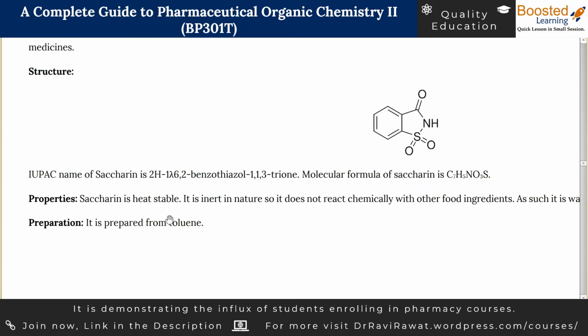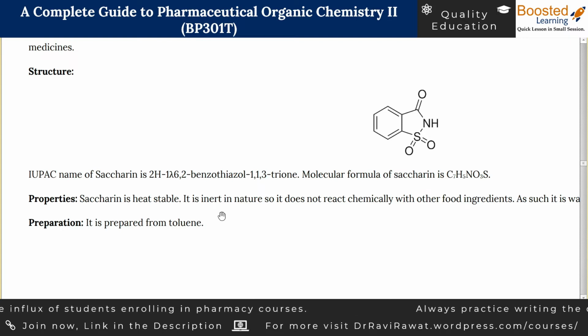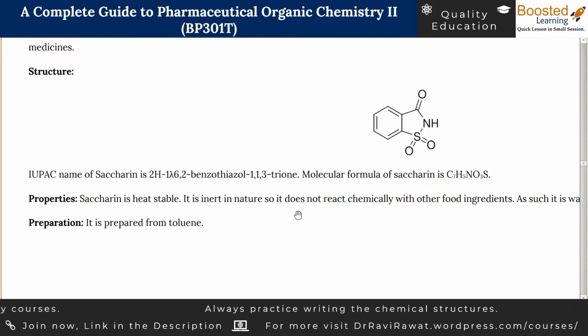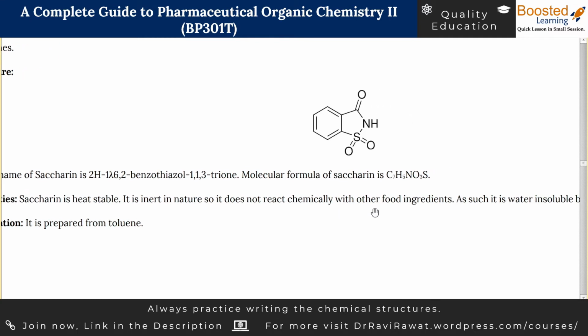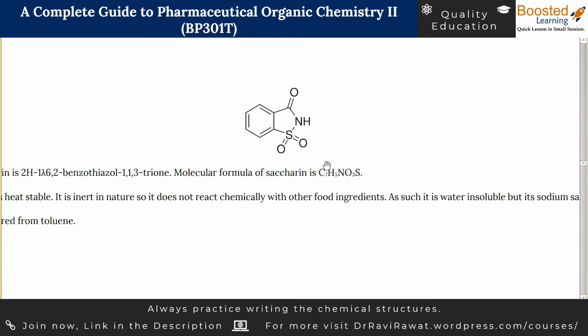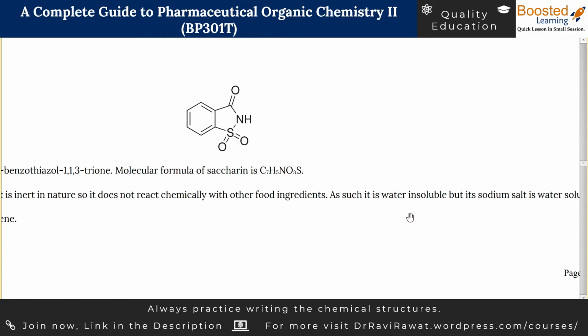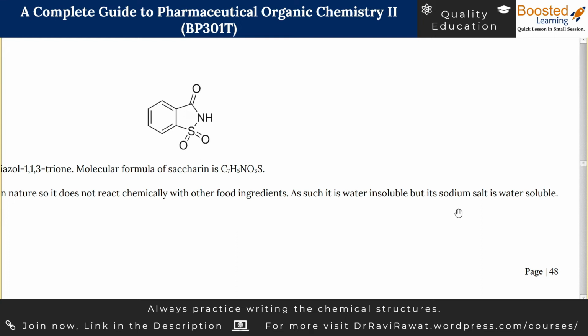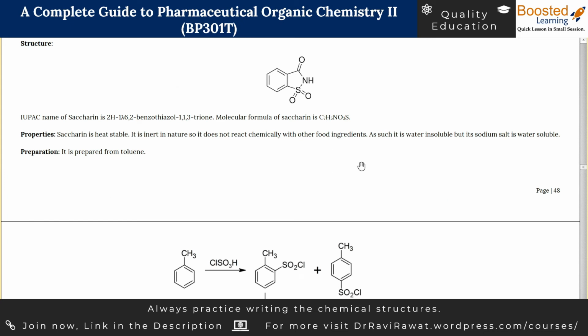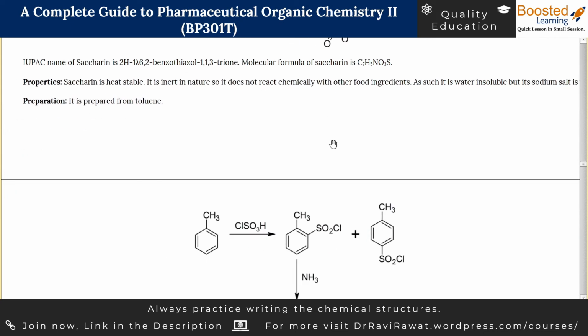It has some suitable properties, such as being heat stable. So if you heat this compound, it is going to be stable. It is not going to create toxic substances when you heat it. It is inert in nature, so it does not chemically react with other food ingredients. You are going to mix it with other compounds, and it is going to be inert. No new chemical compounds are going to get formed. It has good solubility as its salt form, so it is converted to the sodium salt form, and then it is water soluble. So again, a good property to be mixed into food items.